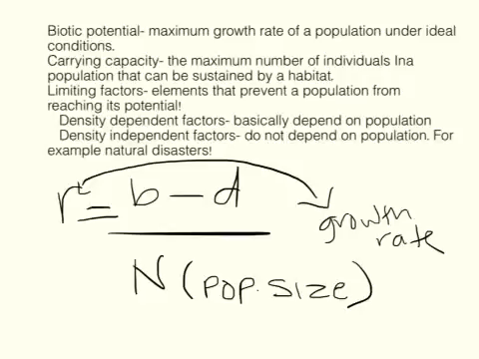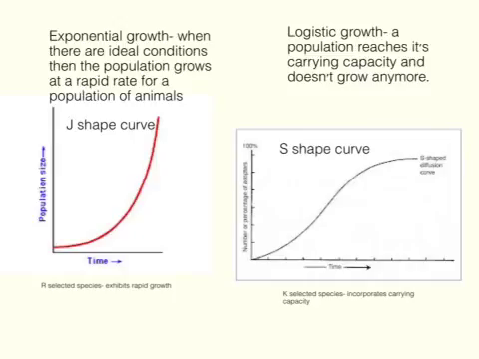There are also limiting factors. These are elements that prevent a population from reaching its potential. There's density-dependent factors which depend on populations, such as disease. And there's independent factors which do not depend on population, for example, natural disaster. There's exponential growth, which is like the J curve graph, and then there's logistic growth, which is a S-shaped graph.